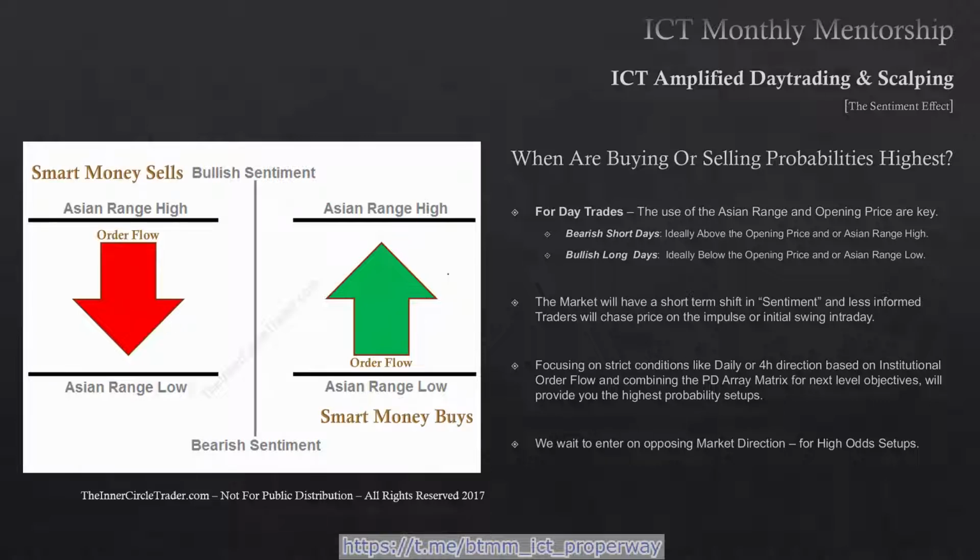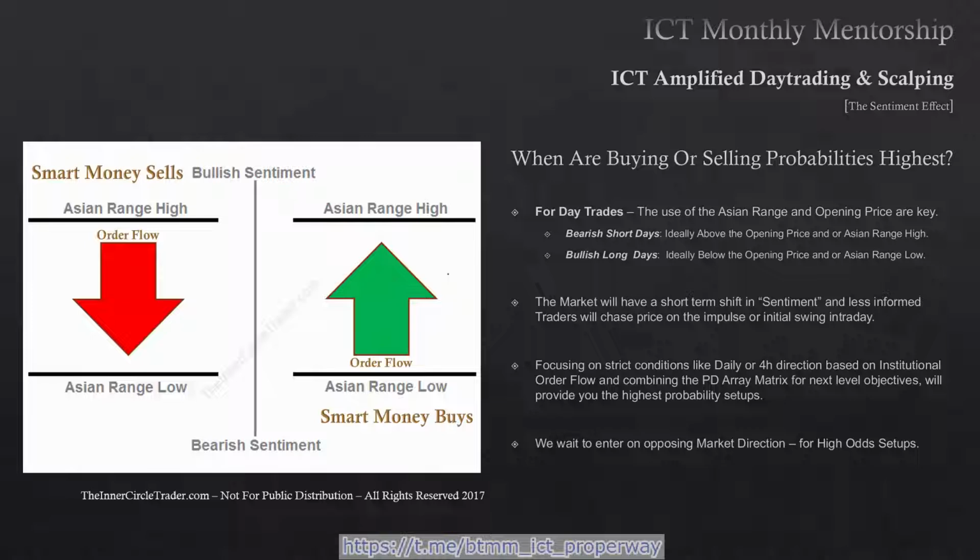Now, when we're looking at order flow that's bearish, as in the example here on the left-hand side of our chart, if order flow from an institutional basis on a daily or 4-hour is suggested to be bearish or going lower, what we're looking for primarily is a move above the Asian range high and away from that opening price. Smart money sells above the Asian range high. When institutional order flow is bullish on the daily and/or 4-hour chart, smart money buys below the Asian range low and below that opening price.